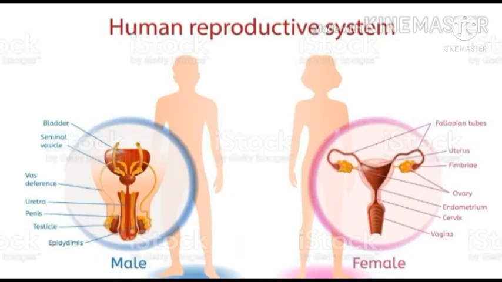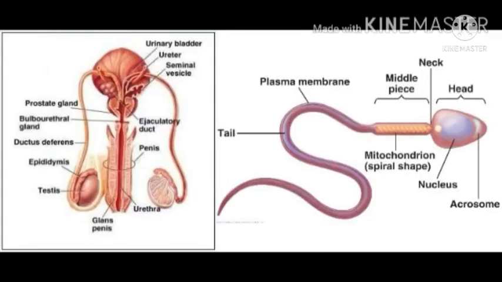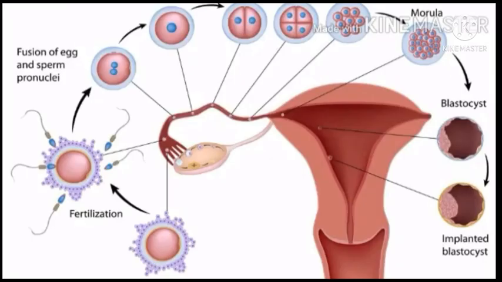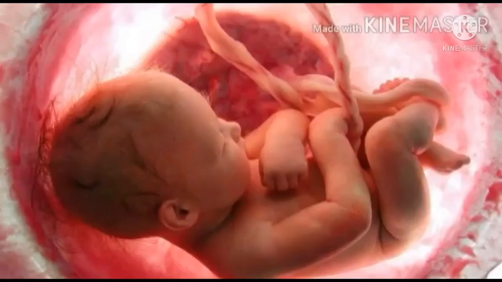Today we are going to discuss the topic Human Reproductive System for Class 9. The human reproductive system includes the male reproductive system, which functions to produce and deposit sperm, and the female reproductive system, which functions to produce egg cells and to protect and nourish the fetus until birth.